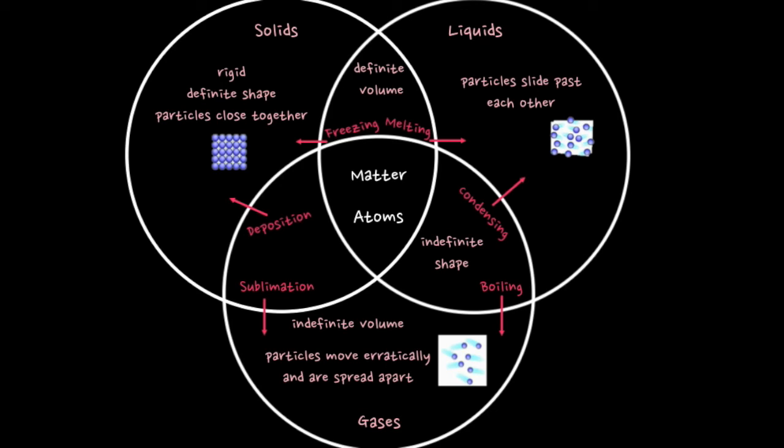Now don't forget about plasma. Plasma is similar to gases in that it has an indefinite shape and an indefinite volume, and the particles move erratically. However, plasma is high energy and ionized. So make sure that you have that information down somewhere.